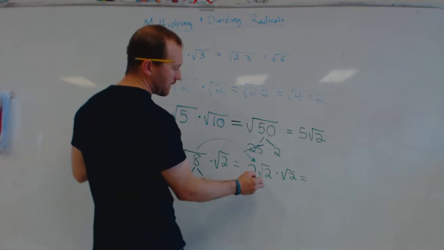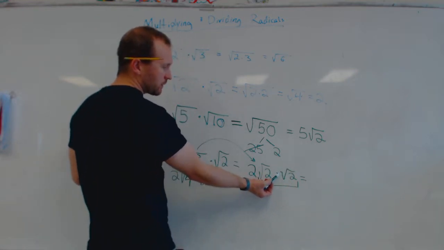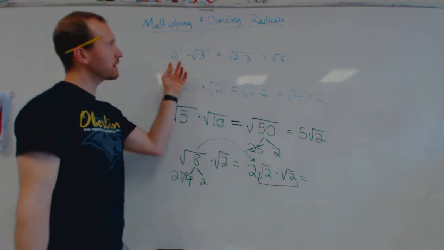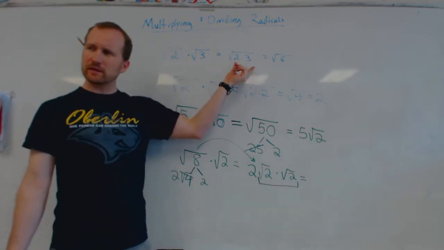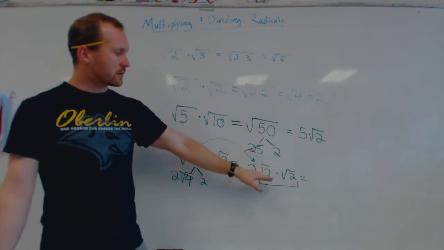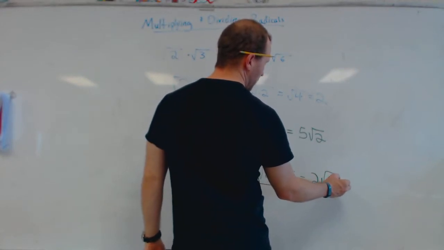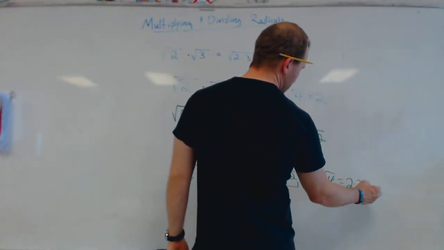So then I can combine these. I cannot combine the 2 with the numbers in the square roots. The only things that I can combine are things that are under square roots. So the 2 and the 2 can combine. Then I've got 2 times the square root of 4, which is 2 times 2, which is 4.